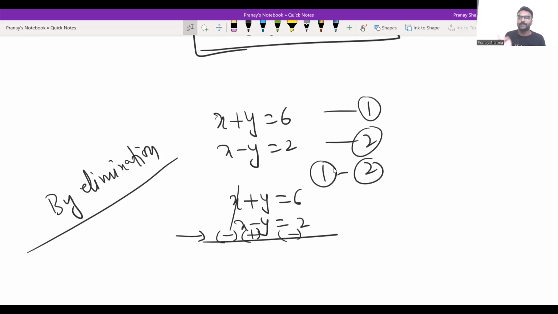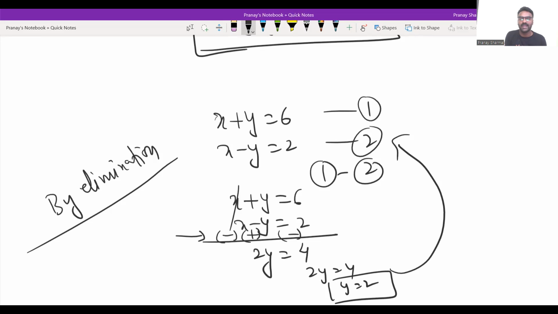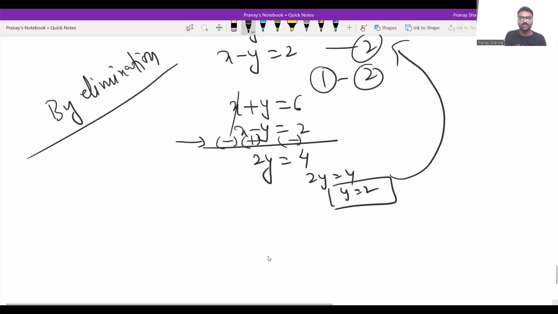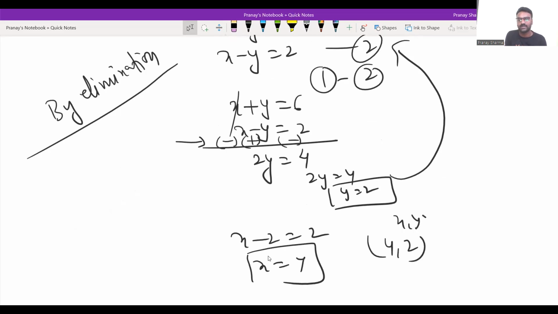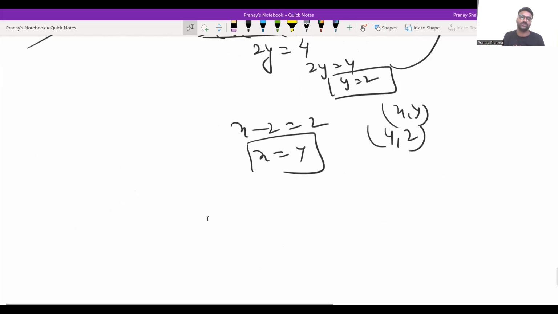When you are subtracting in equations, LHS with LHS and RHS with RHS is to be followed. So y and y will be 2y, and this will be 6 minus 2, that is nothing but 4. That means 2y equals 4, y should be 2. Once we have calculated the value of y, you substitute it in any of the equations and you'll get the answer. I'm substituting it in the second, so it will be x minus 2 equals 2. That means x equals 4. Again, you can represent it like this, 4 comma 2, which is nothing but the ordered pair representation for the solution.